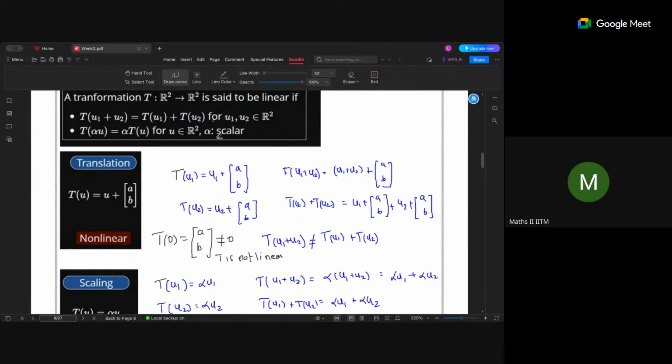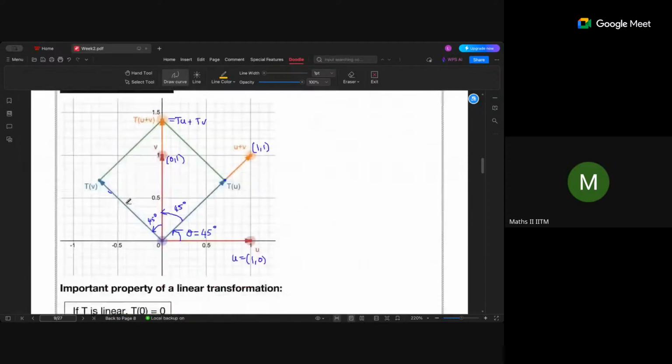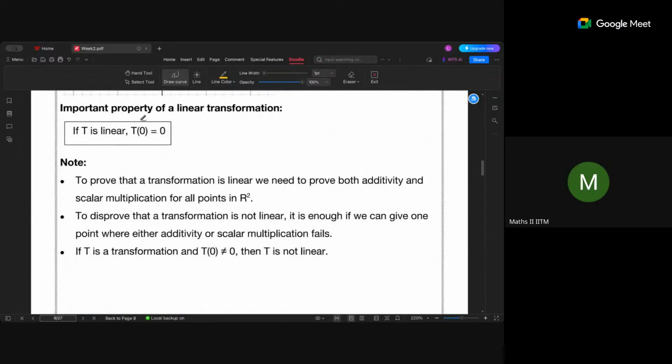Remember, this is non-linear only when a comma b is non-zero. If a comma b is 0, then T of u equals u. It is the identity transformation, and that will be linear. So here it is the alpha equal to 1 case. Only the a comma b non-zero case is non-linear. So this is an important property for linearity.